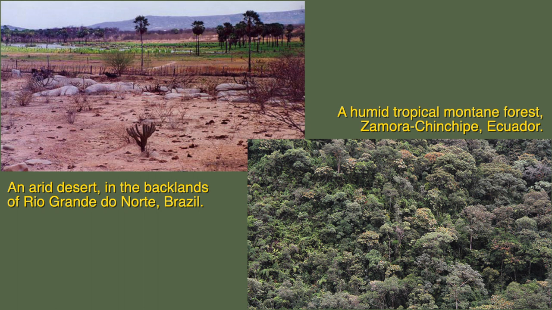Depending on the local climate, geology, and geomorphology, plants and animals organize themselves in distinct communities where various species may coexist. A plant community is a collection or association of plant species within a designated geographical unit or habitat, which forms a relatively uniform patch distinct from other patches. See, for instance, the two distinct habitats shown here. A, an arid desert, which is crossed by a perennial stream, and B, a humid tropical montane forest.